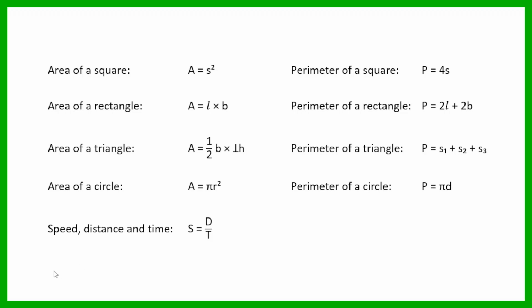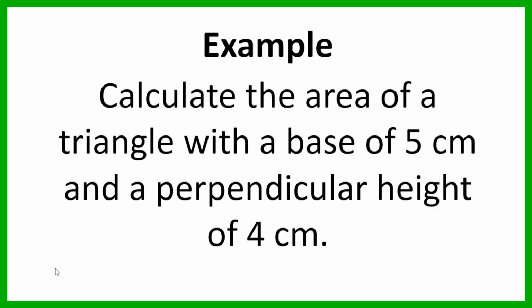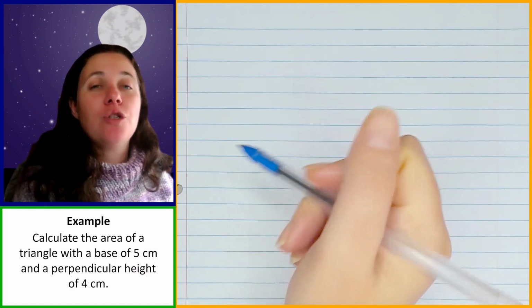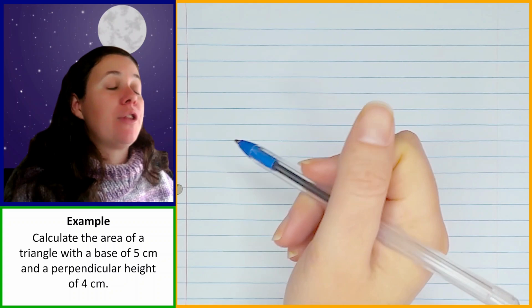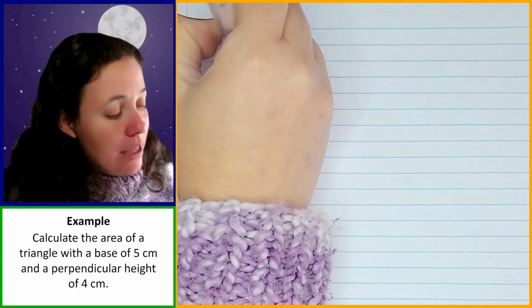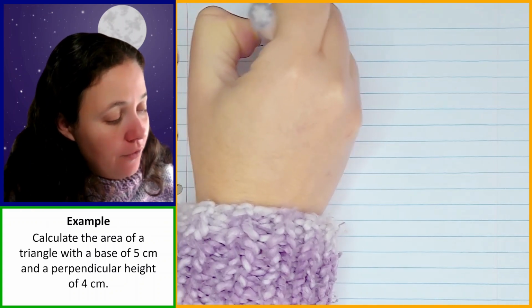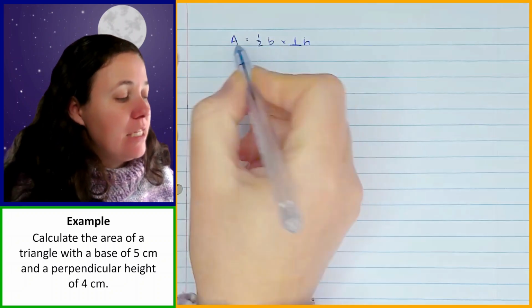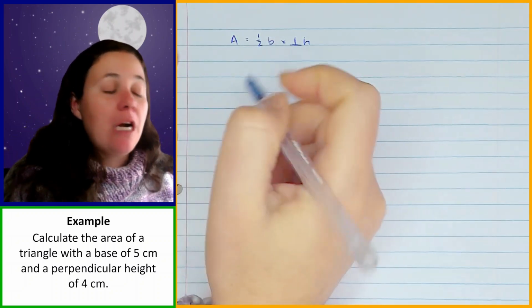Okay, so now let's have a look at our first example for today. It says calculate the area of a triangle with a base of 5 centimeters and a perpendicular height of 4 centimeters. So let's have a look at how we would answer this question. First, we need to write down the formula that we're going to be using. We're being asked to work out the area of a triangle, so we need to write down the formula for the area of a triangle. That is area equals half base multiplied by the perpendicular height.